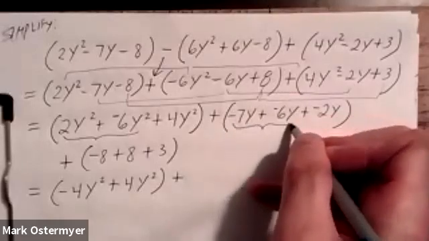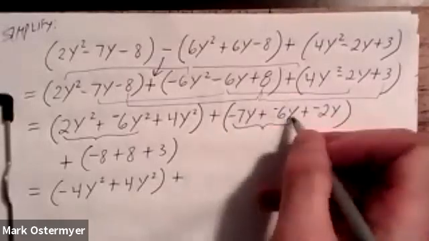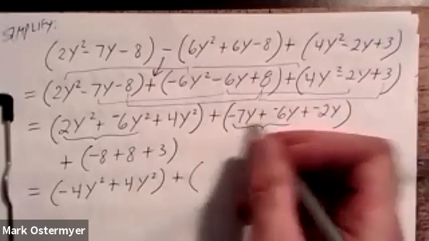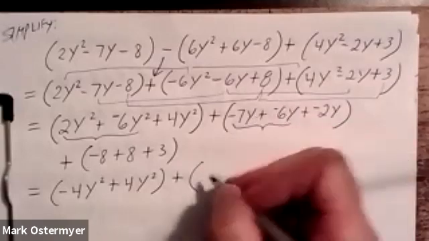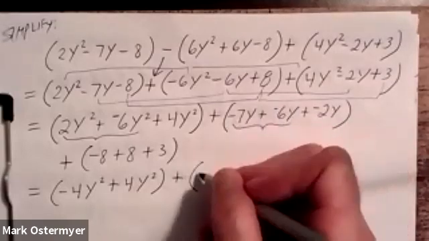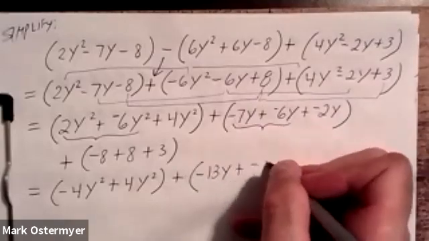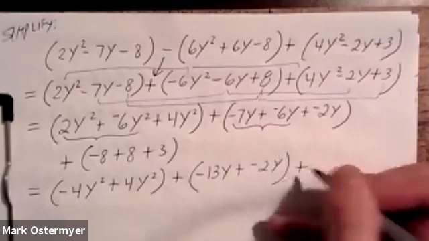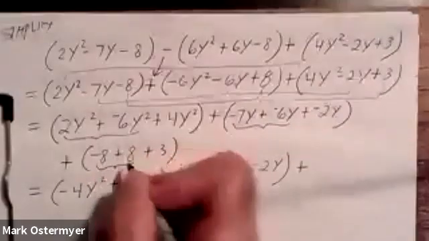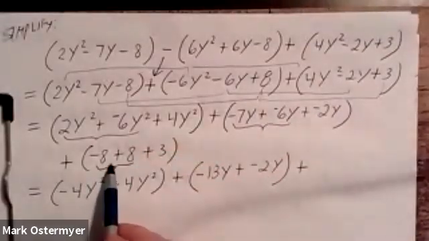What's negative 7y plus a negative 6y, if you want to do two at a time here? These add up to negative 13y. What's negative 8 plus a positive 8? 0.